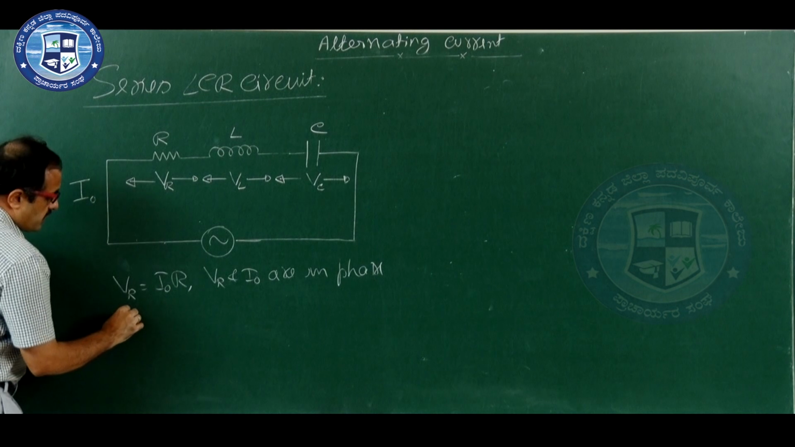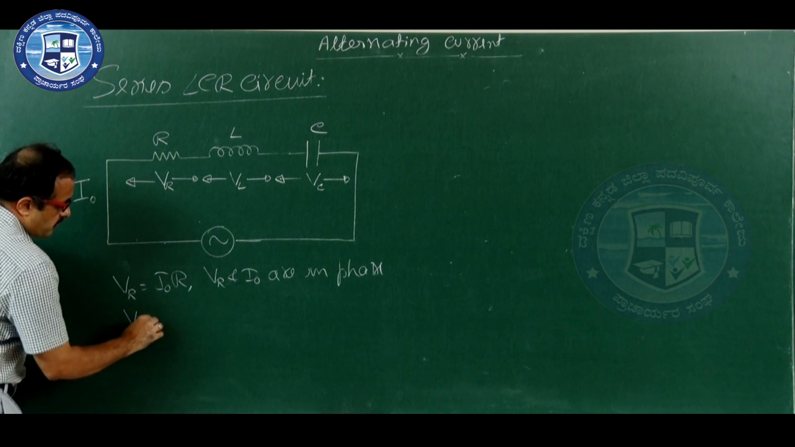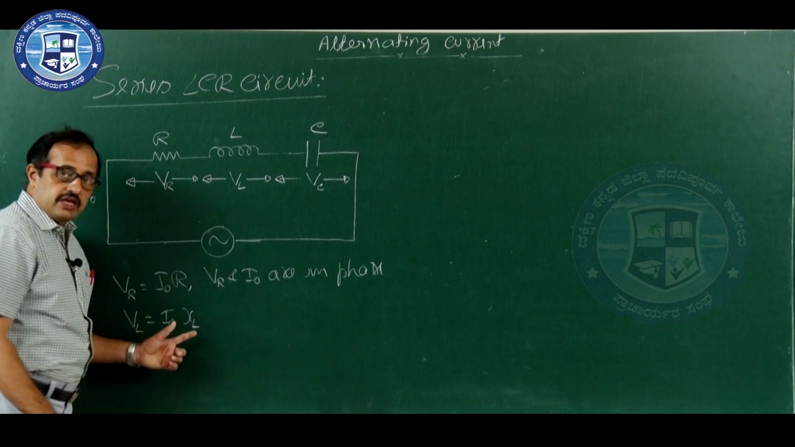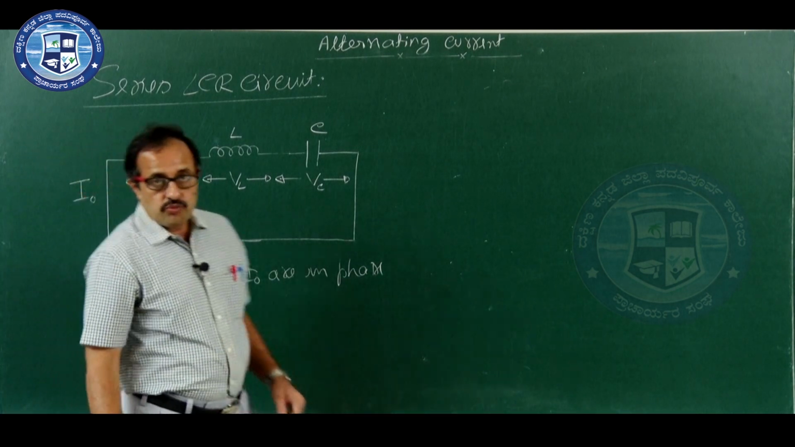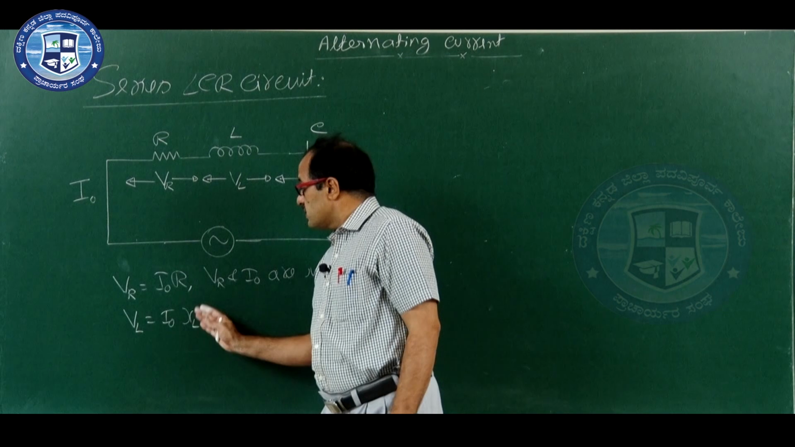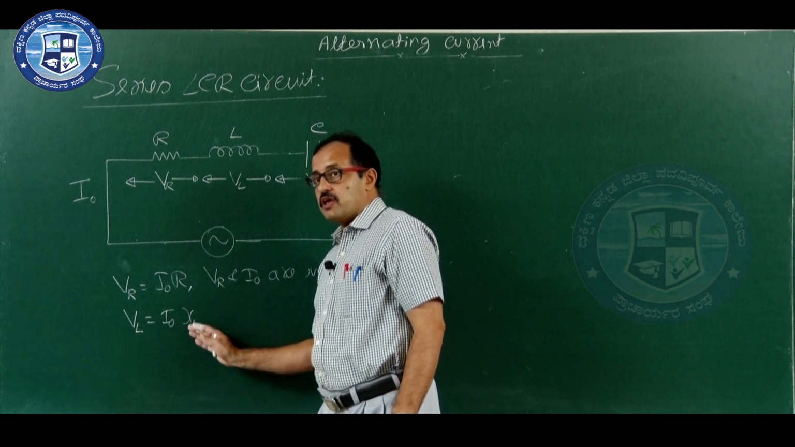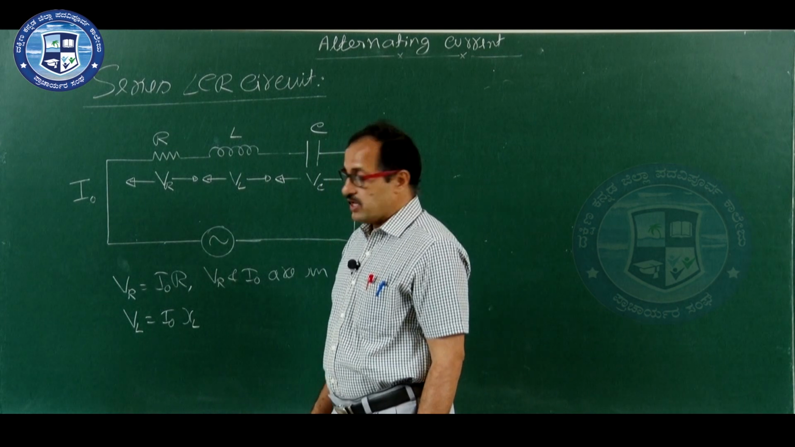Voltage across inductor VL is equal to I naught into XL. It is not L. Most of the students write L here. That is wrong. It is I naught into XL. What is XL? Inductive reactance.